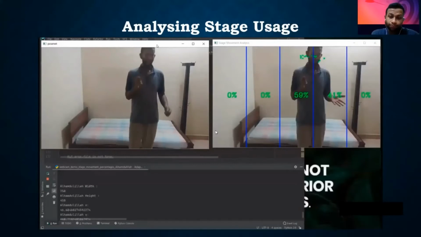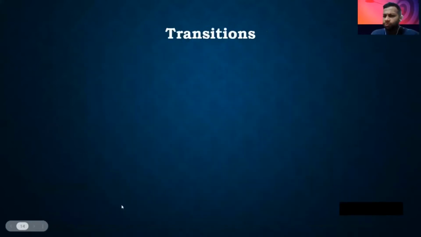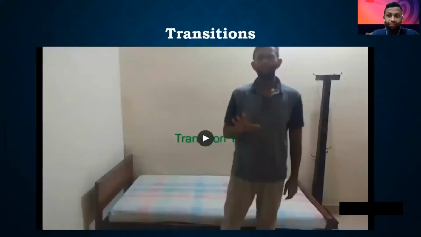So moving on. This would be the stage analysis showing the different movements. And we also provide a timeline where you can see in each second which zone the speaker was in. Now, just because you use the stage doesn't mean you use the stage well. You need to use the stage effectively.